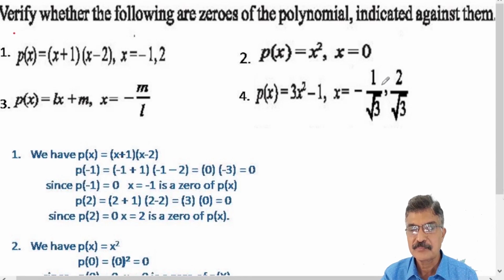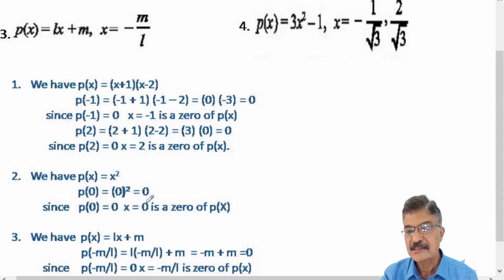Take the second one. We can see that while we substitute x with 0, we will get p(0) is equal to 0. So x is equal to 0 is a zero of p(x). That is here, p(0) is 0. So x is equal to 0 is a zero of p(x).